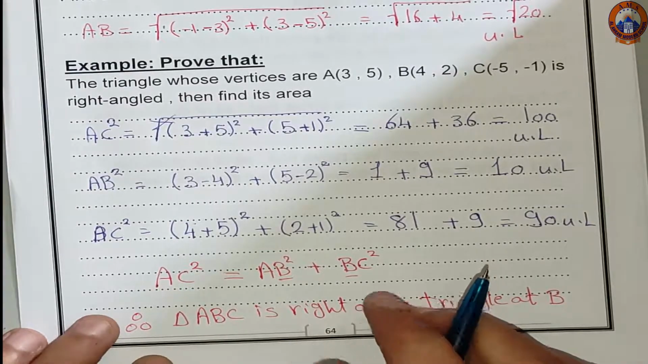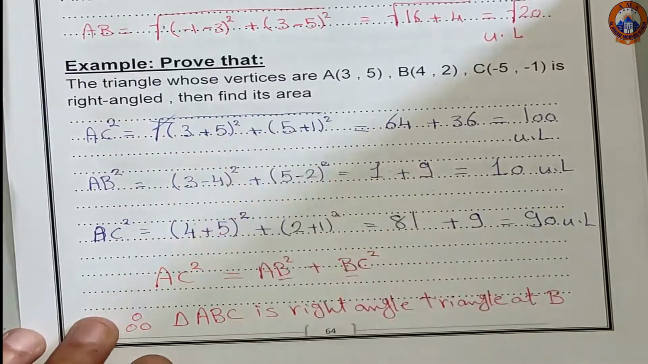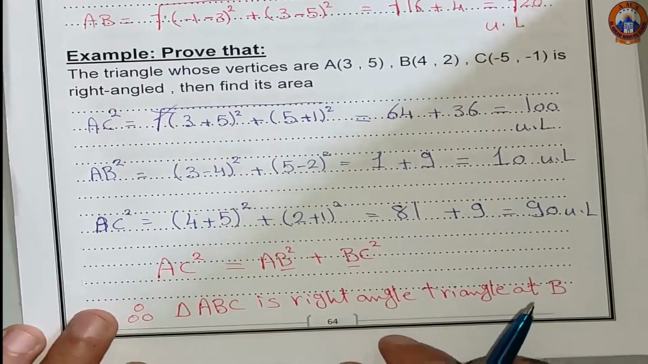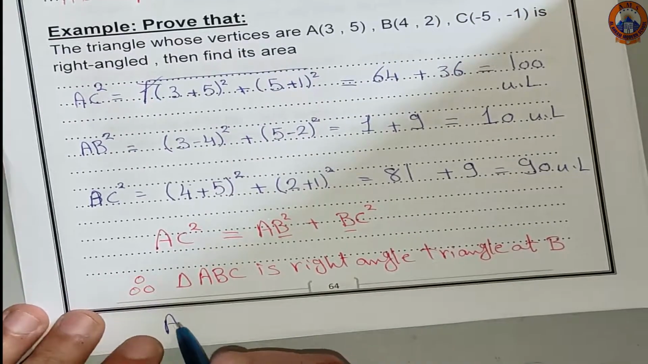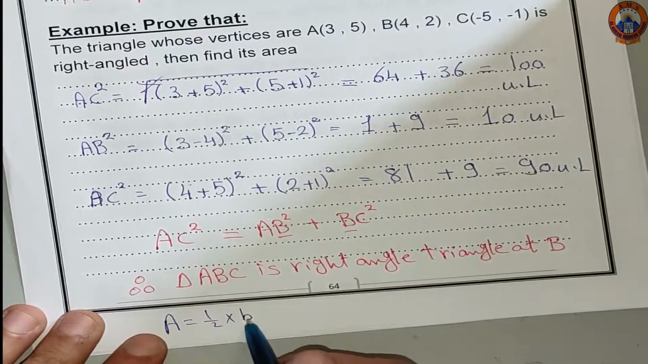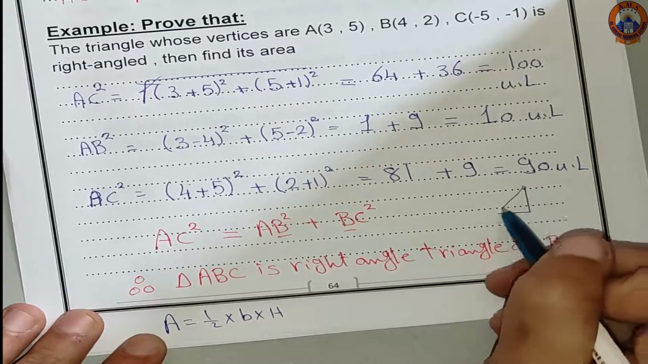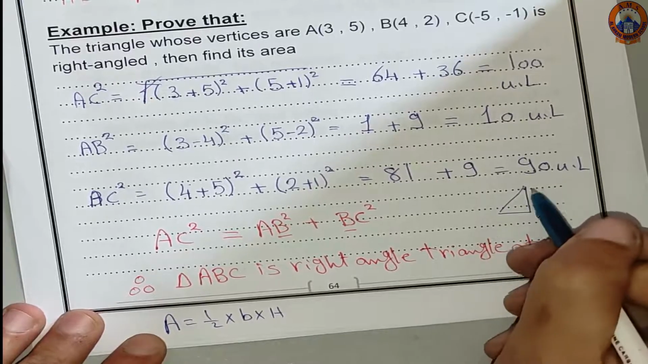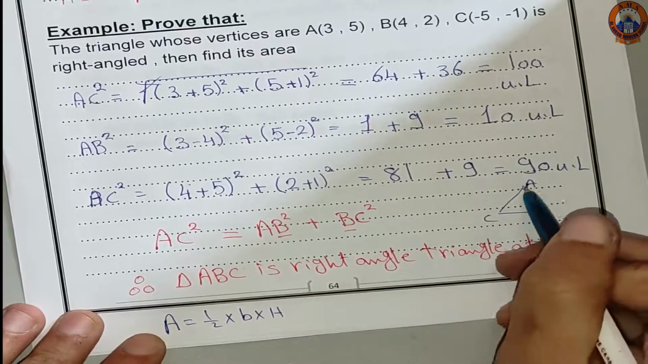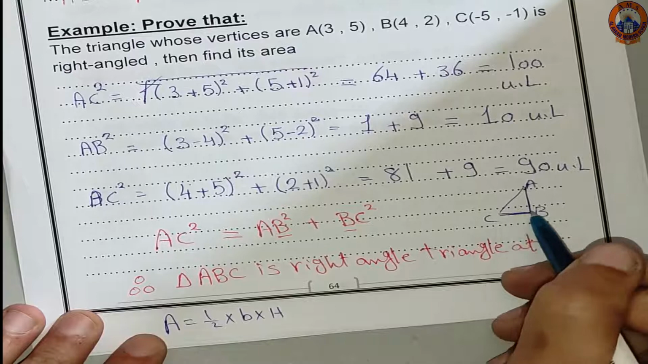The next part of this question is to find its area, and the area of a triangle equals half times base times height. We know that the triangle is right angle at B, so here is A, here is C. So the base and height are the sides AB and BC.